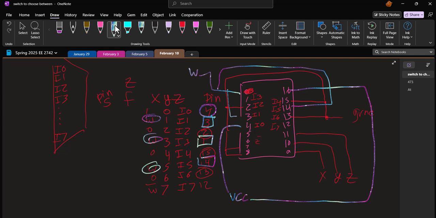Okay, what time is it? 4:34. I've got to get to decoder, so I don't want to.